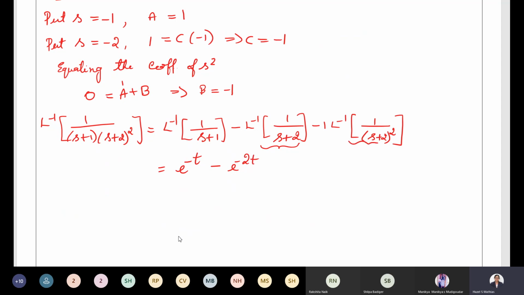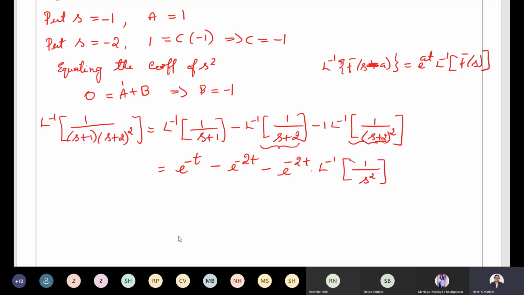See, you have (s plus 2) the whole square. So what shall we do? You cannot directly apply that formula. You have to apply the formula: L inverse of f bar of (s minus a) is equal to e power at into L inverse of f bar of s. That formula you have to apply. According to that, s plus 2 is there, and we have the formula for s minus a, so a will be minus 2. So this will be minus of e power minus 2t into L inverse of 1 by s square. Am I correct? You have to replace s plus 2 by s. Am I correct? Yes, ma'am.